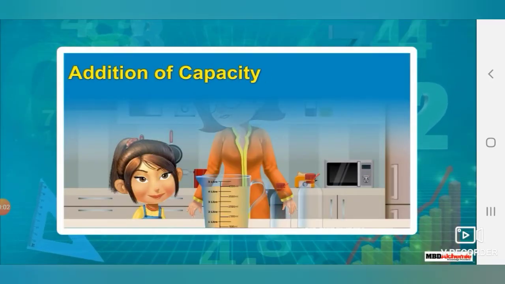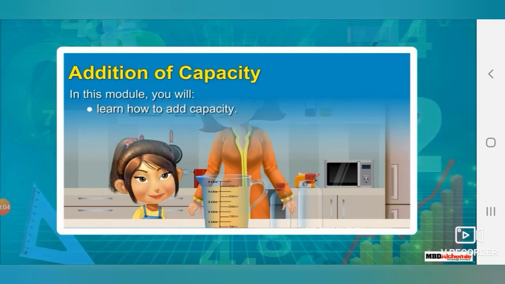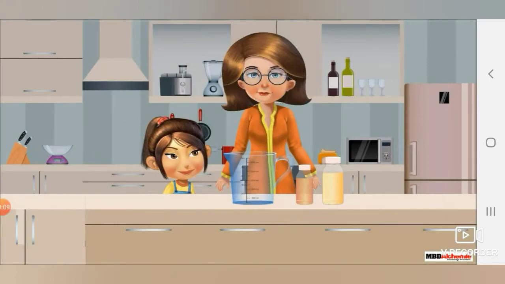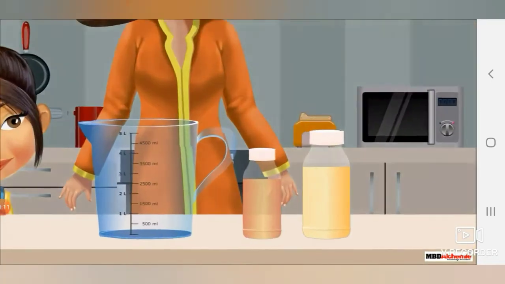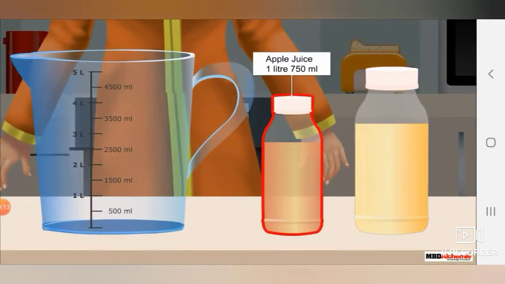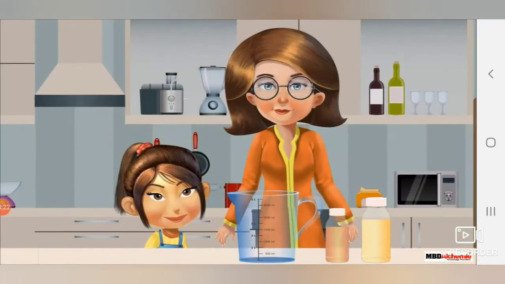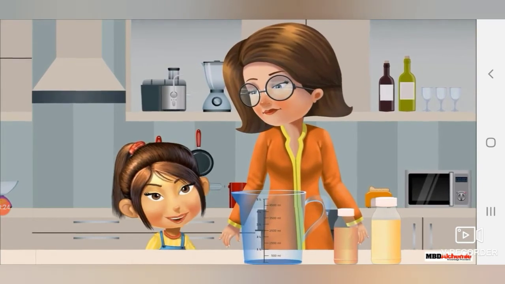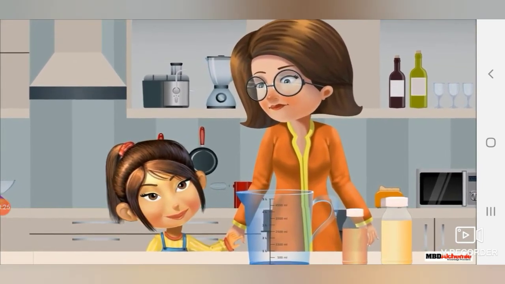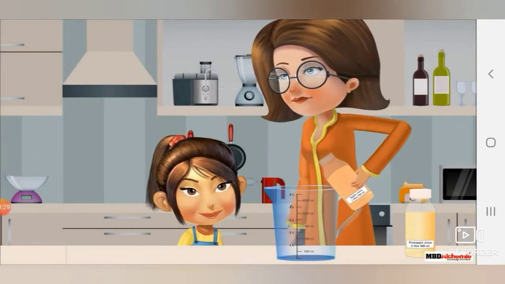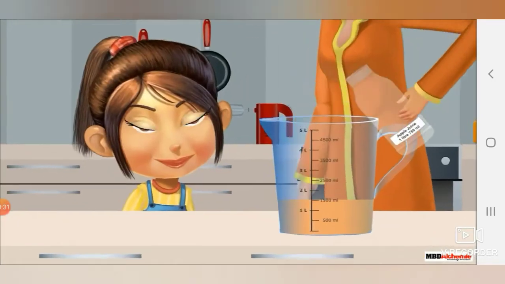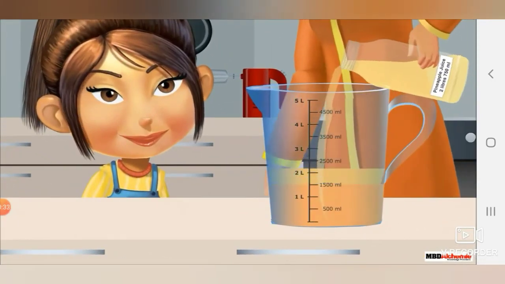Addition of capacity. In this module, you will learn how to add capacity. Alicia's mother invites some guests for dinner. She makes fruit punch using 1 liter 750 milliliters apple juice and 2 liters 750 milliliters pineapple juice. Alicia asks her mother, "Is this quantity of juice sufficient for all the guests?" Then mother says when we add both kinds of juices to make fruit punch, it will be sufficient for all.